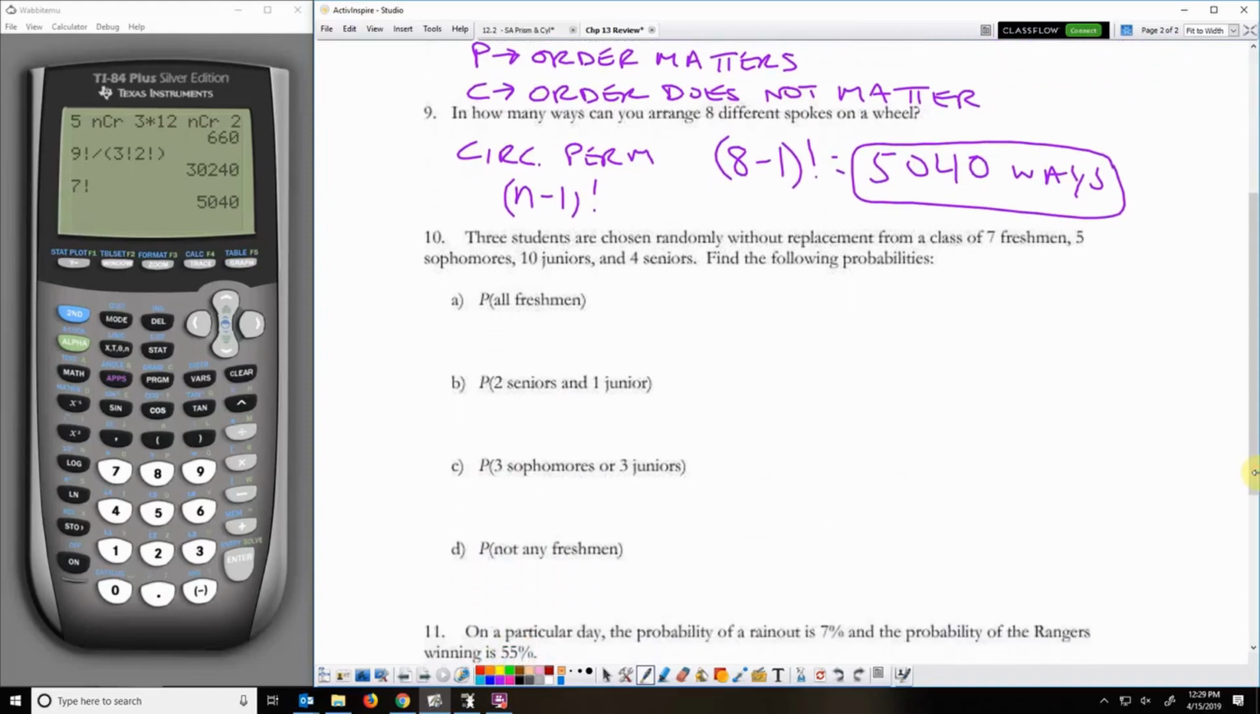Three students are chosen randomly without replacement from a class of 7 freshmen, 5 sophomores, 10 juniors, and 4 seniors. Find the following probabilities. The probability that all are freshmen. Okay, so we're choosing 3, so it would be 3 freshmen. There are 7 to choose from, and we're going to choose 3. That's the event. Sample space is choosing 3 out of the entire student population in this class, and there's 7 plus 5 plus 10 plus 4 students for a total of 26 students. That's going to be the same sample space for all of these.